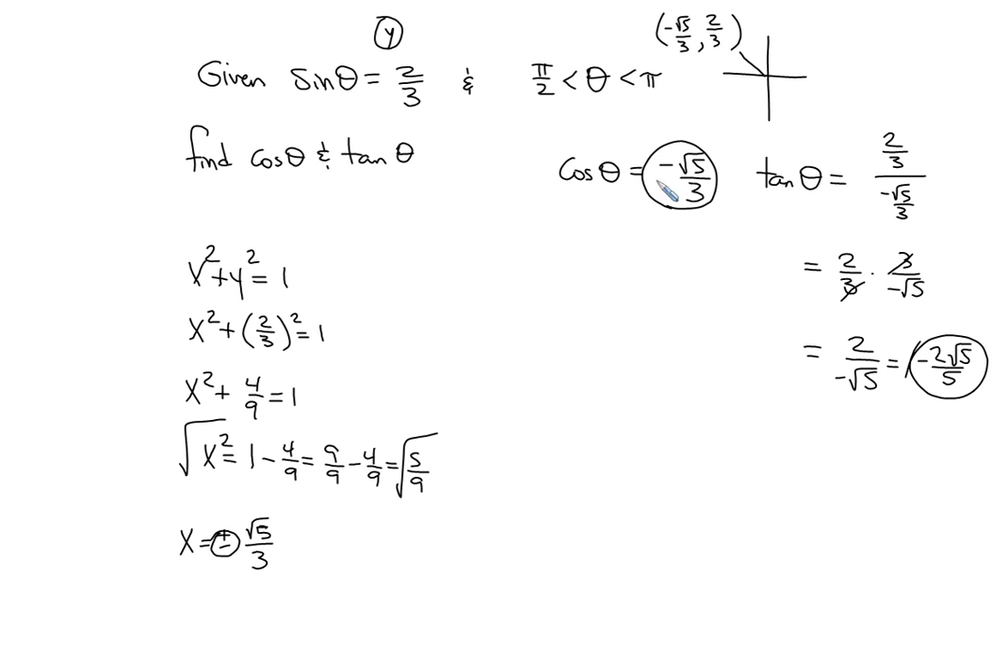Another way to do this problem... Actually, let's do it this way. Another way to do this problem is to say, okay, we're between pi over 2 and pi. So that's quadrant 2. So we have our terminal side of our angle in here somewhere, right? We're going to drop a perpendicular to the x-axis. Remember, it's always x, never y.